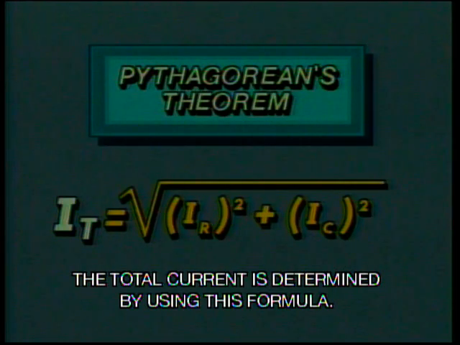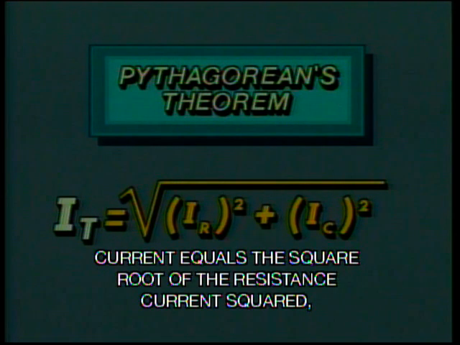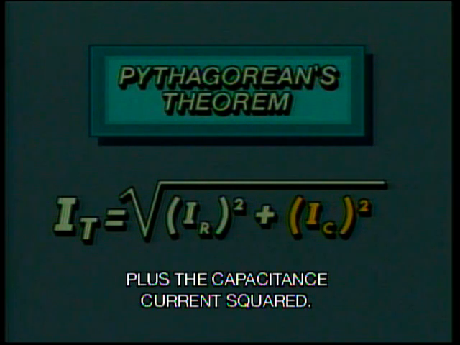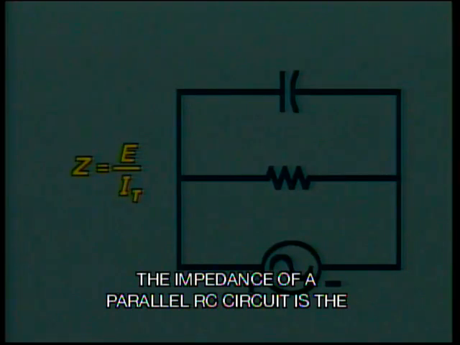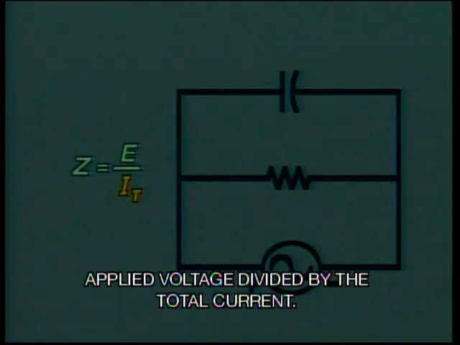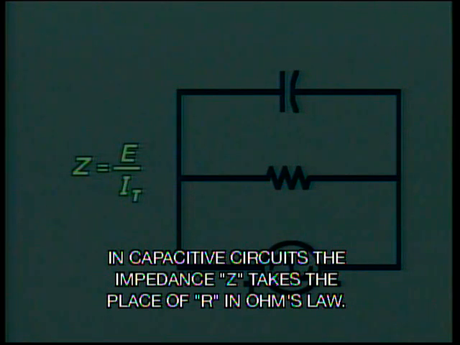The total current is determined by using this formula. Current equals the square root of the resistance current squared, plus the capacitance current squared. The impedance of a parallel RC circuit is the applied voltage divided by the total current. In capacitive circuits, the impedance Z takes the place of R in Ohm's law.